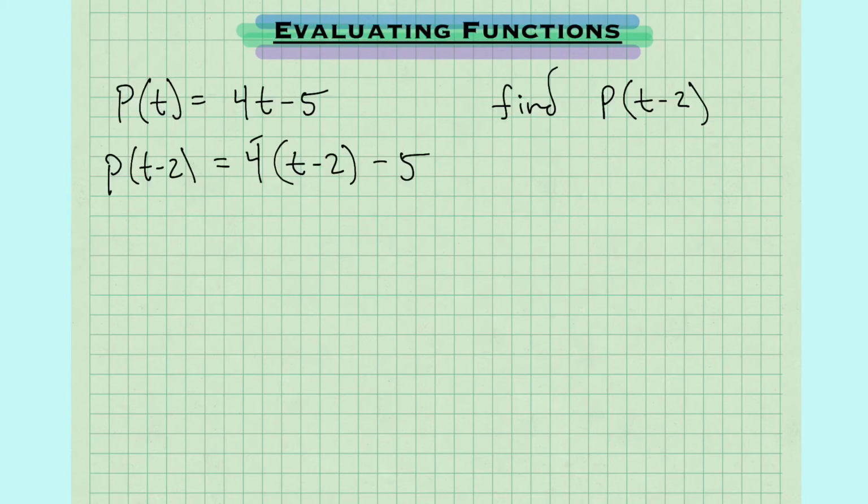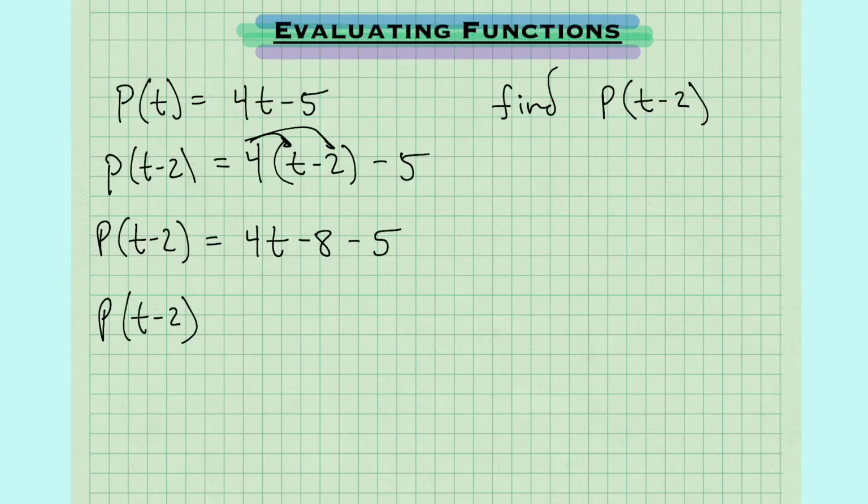Now doing our distribution, we have P of t minus 2 equals 4 times t, that's 4t, 4 times negative 2, that's negative 8, and then minus 5. So P of t minus 2 equals 4t minus 8 minus 5. That gives us minus 13. So there's our answer. P of t minus 2 equals 4t minus 13.